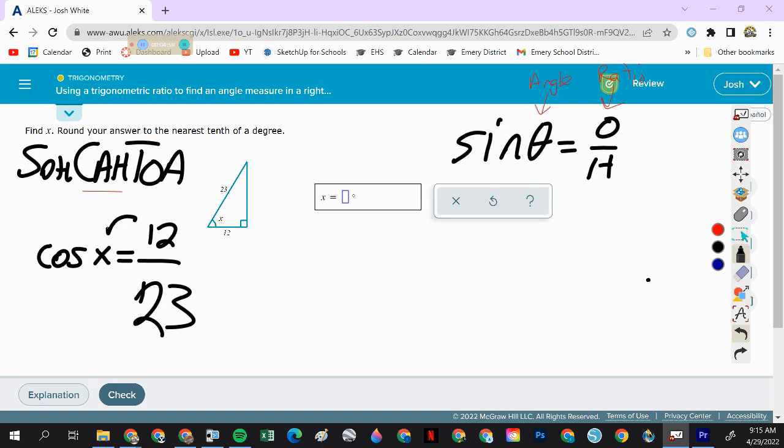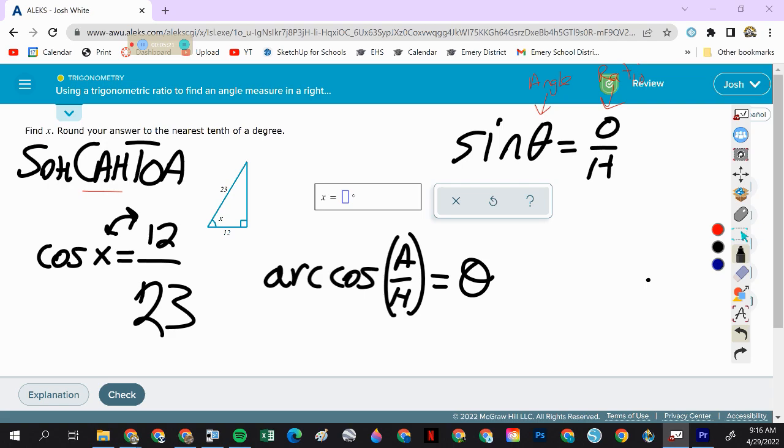So I'm going to switch places with these. And when we do that, we are computing the opposite of the cosine. And the opposite of the cosine is called the arc cosine. So the arc cosine will turn A over H into an angle. So this one says cosine of an angle is equal to a ratio made up of side lengths. But the arc cosine will take the ratio of side lengths and tell you how big the angle is. And that's what the inverse was always called, the arc cosine.